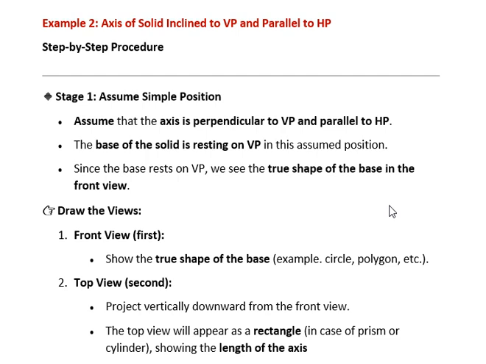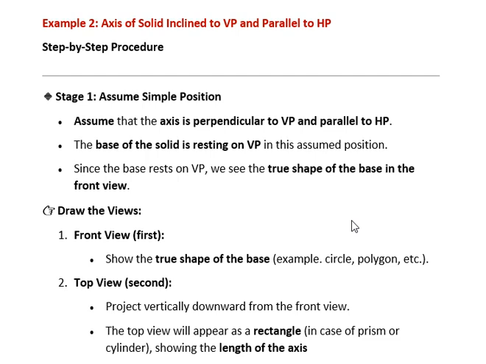Now consider the axis of the solid inclined to only one reference plane, that is, the axis of the solid inclined to the vertical plane and parallel to HP. For that, this procedure we have to follow. One is stage 1. First, assume a simple position. Simple position means the base of the solid is completely resting on any one of the planes. So as per this problem, the base of the solid is resting on the vertical plane.